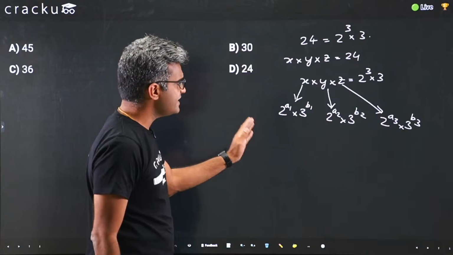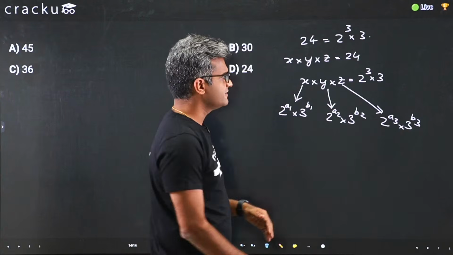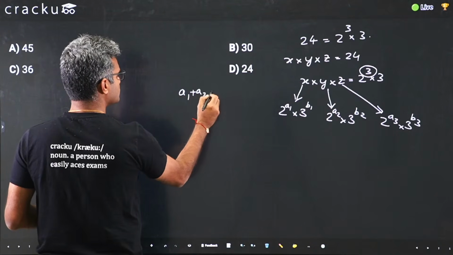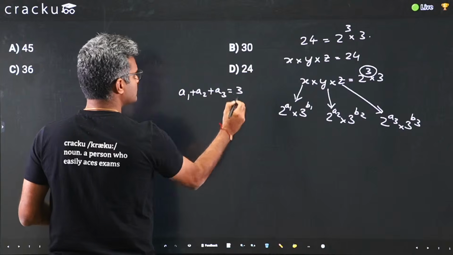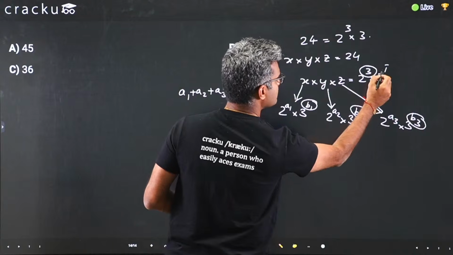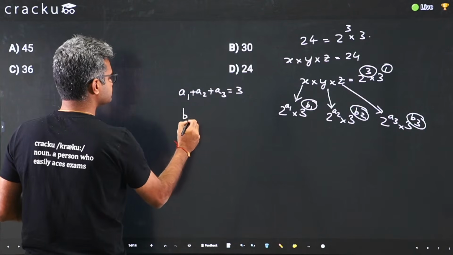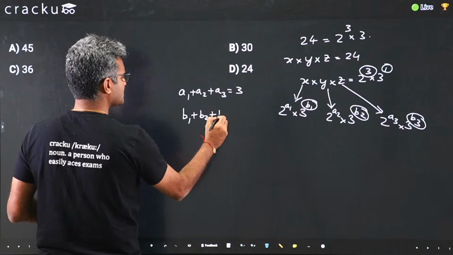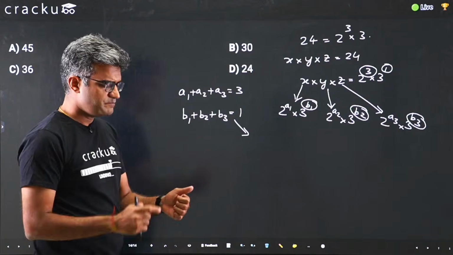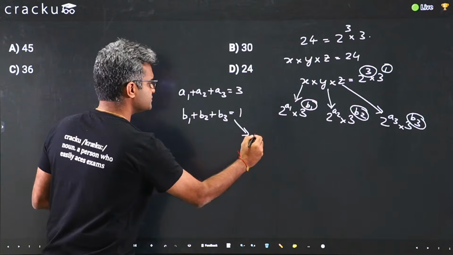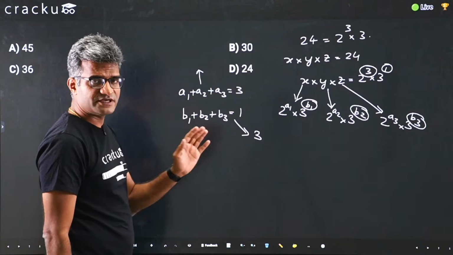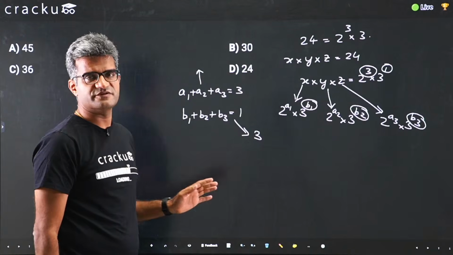So the sum a1 plus a2 plus a3 will be equal to 3. And the sum b1 plus b2 plus b3 will be equal to 1. How many solutions are there for the second equation? b1 plus b2 plus b3 equal to 1 has 3 solutions. How many solutions are there for the first equation? We know the formula for the number of non-negative integral solutions for a given equation.